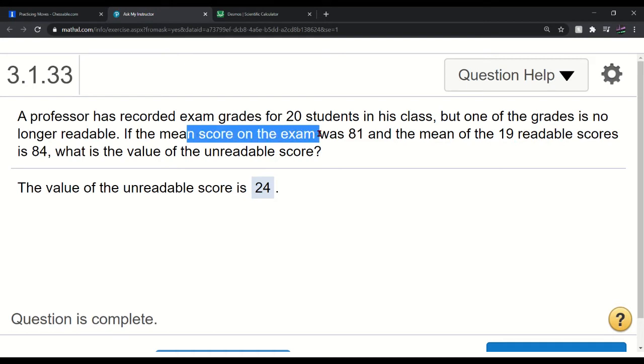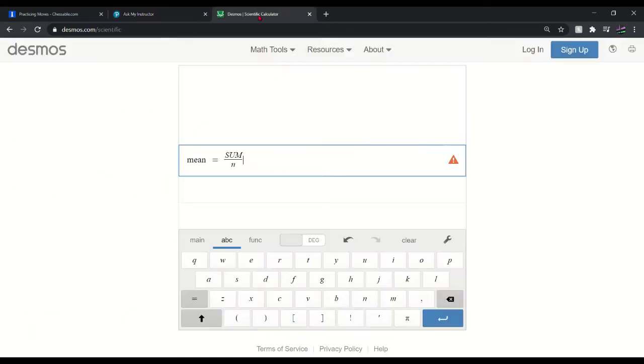So we got two means. If the mean score on the exam, that is the whole exam, right? That would be the 20 students. So the mean of the 20 students is 81, but he does have the scores of 19 students, so the mean of the 19 students is 84. So what can we do with that information?